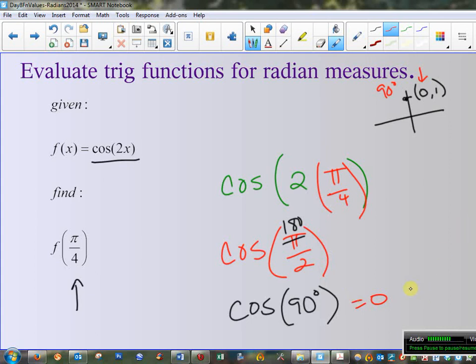Does it matter whether it's in radians or degrees? No, it doesn't even make sense to ask that question. Remember that the angle is the thing that could be measured in radians or degrees, but this is just a function value. It's just a number, and 0 is 0. We don't assign any particular kind of units to it.